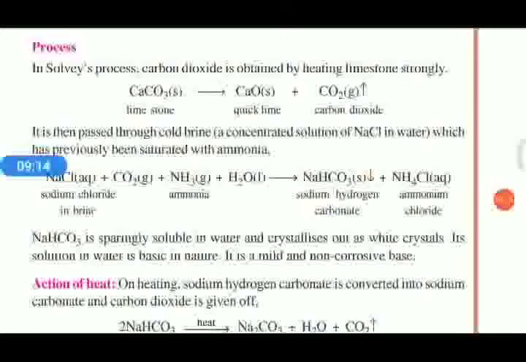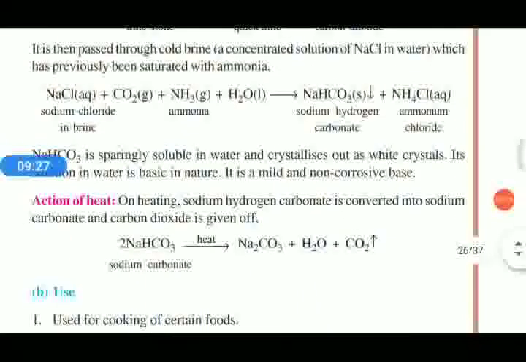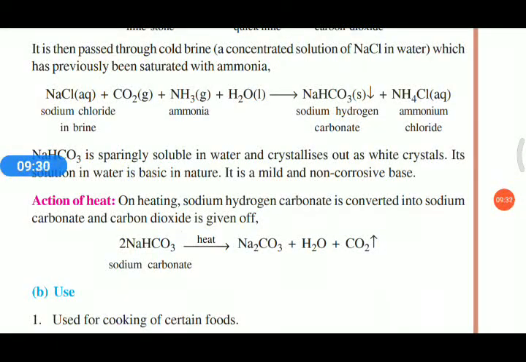NaHCO3 is soluble in water and crystallizes out as a white crystal. Its solution in water is basic in nature, and it's a mild non-corrosive base. When we heat NaHCO3, it's converted into sodium carbonate and carbon dioxide. So NaHCO3 on heating produces Na2CO3, that means sodium carbonate, plus H2O plus CO2.